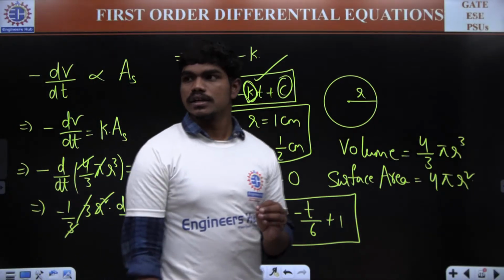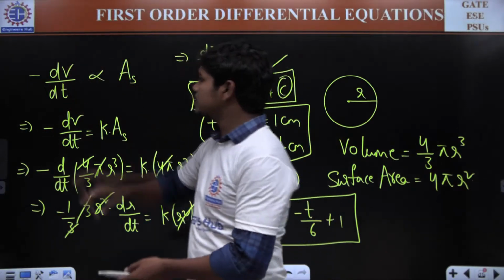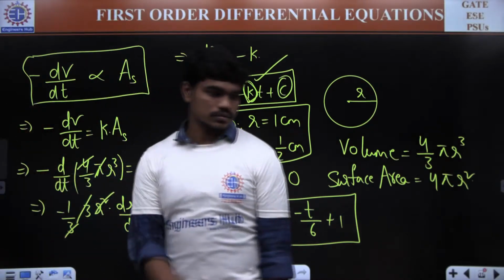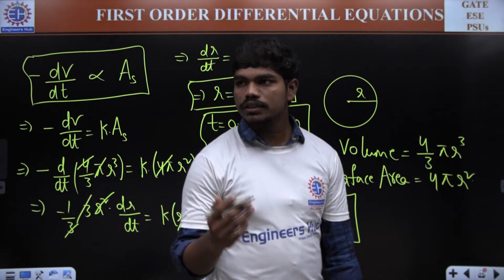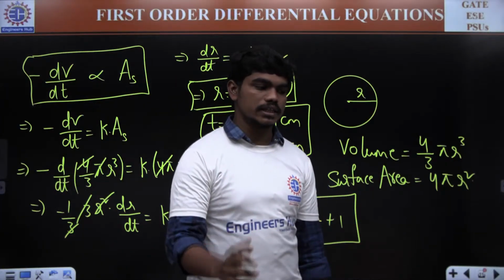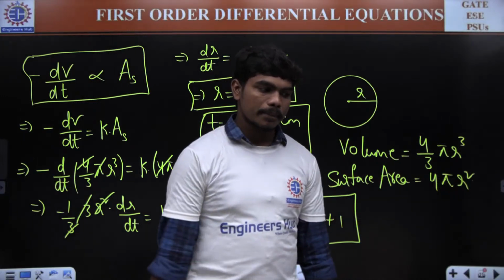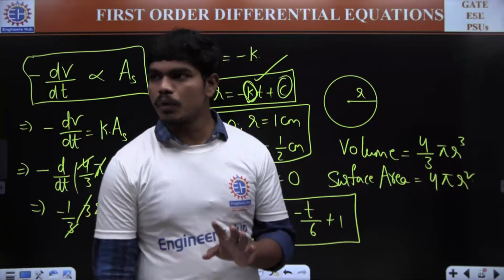Did you all understand this? Did you all understand from the given question how I formed this basic differential equation? Minus dv by dt is proportional to as? Yes or no? Are you all understanding the things? Please respond if you are understanding the things. Or else if there is some difficulty, please talk to me in the chat box. Any doubt to anyone at any point in this solution?